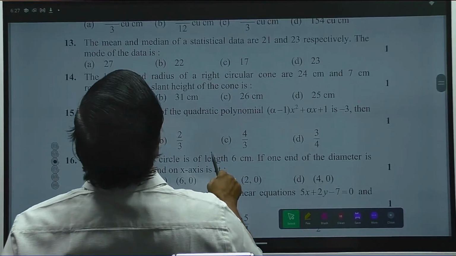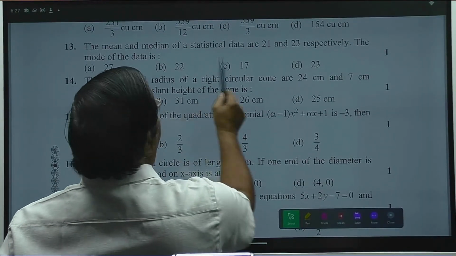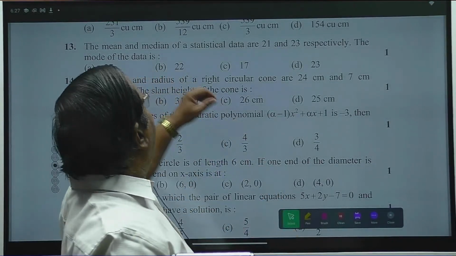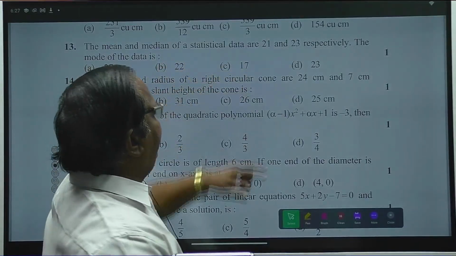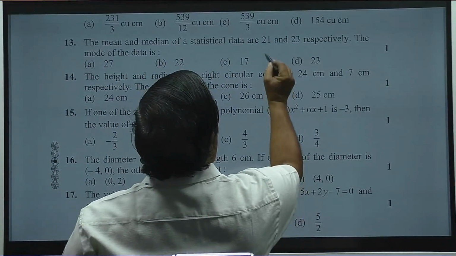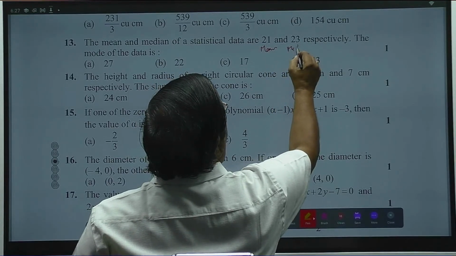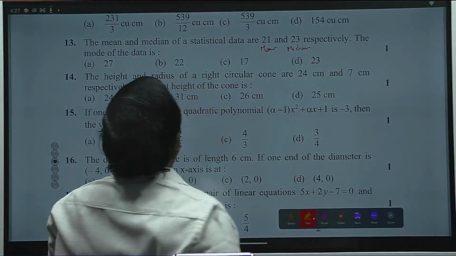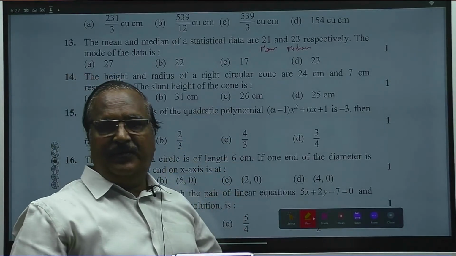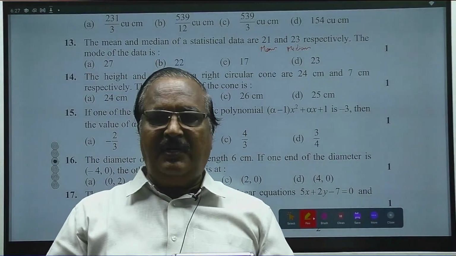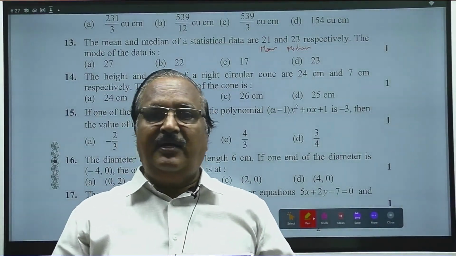Now let us go to one more question, the 13th question. The 13th question is from statistics. The mean and median are given. Mean is this, median is this, and the mode you have to find out. The empirical formula will be there. That empirical formula you can put in and do it.